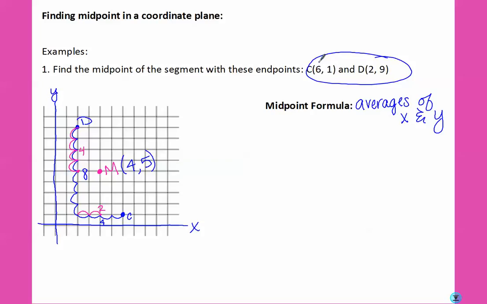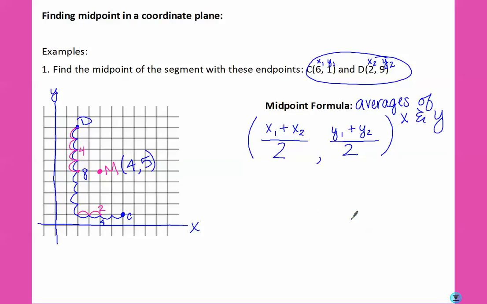So if C is my first point, I'm going to label it as x1 and y1. And then my D can be my second point, so it'll be x2 and y2. So for our coordinate, because we know our final answer is going to be a point, we're going to set it up as a coordinate. My x's will get averaged, so we're going to add them together and divide by 2. And then our y's will get averaged, so we'll add those together and divide by 2. And when we simplify each of these little formulas, we'll be left with the coordinate of our midpoint.